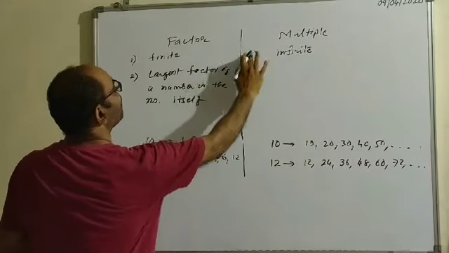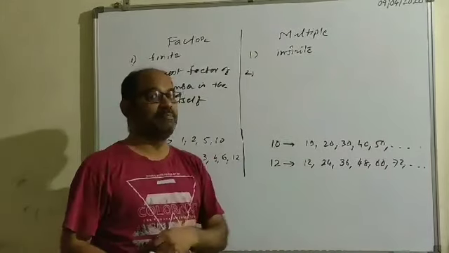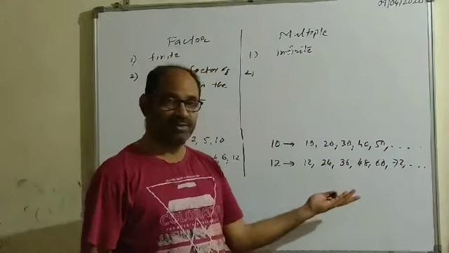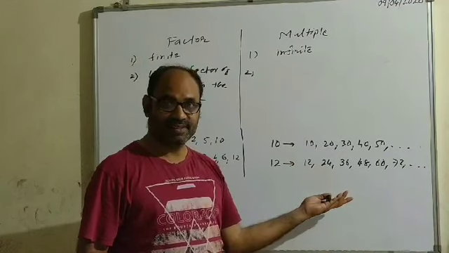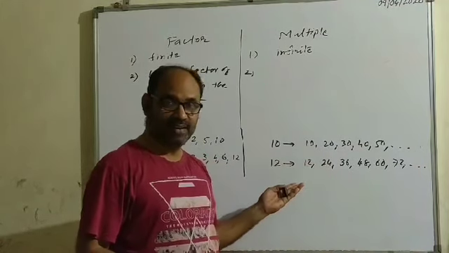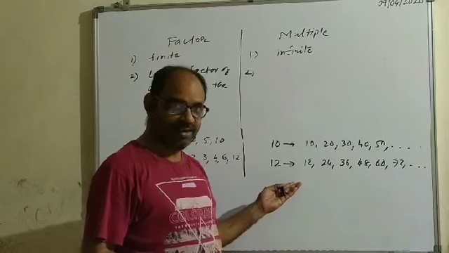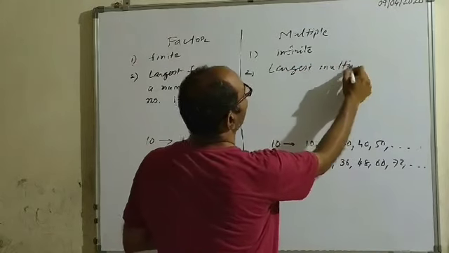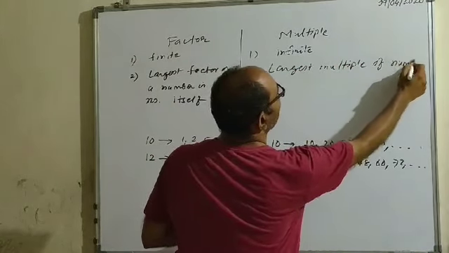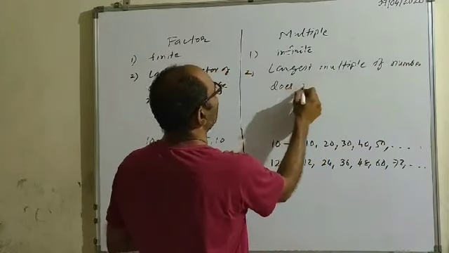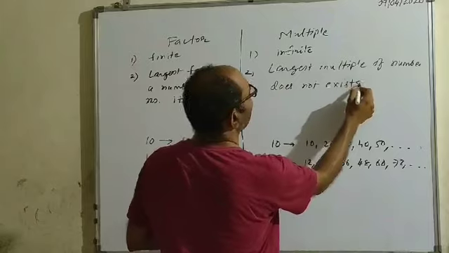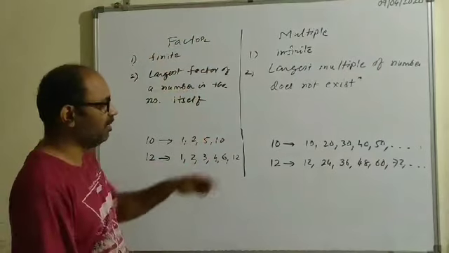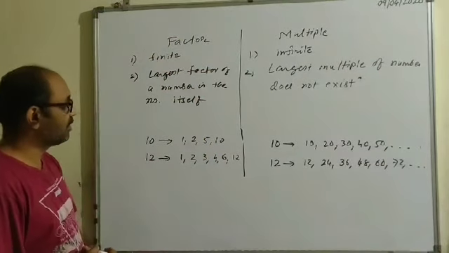Let us find out the largest multiple of 10. What is the largest multiple of 10? You don't know. Infinite. Does not exist. You cannot find the largest multiple of 10. You cannot find the largest multiple of 12. So the largest multiple of a number does not exist. Or you can say it is a very big number, infinity, but we can say it does not exist.